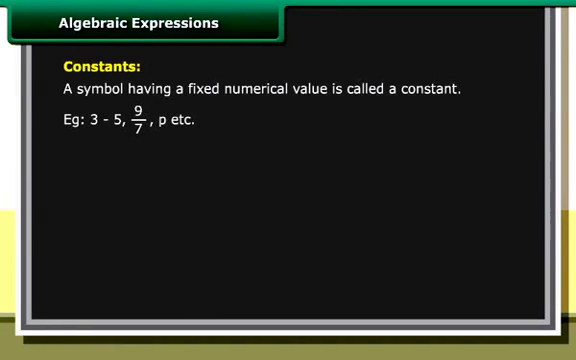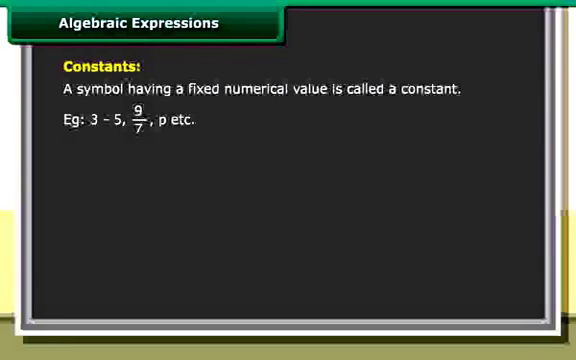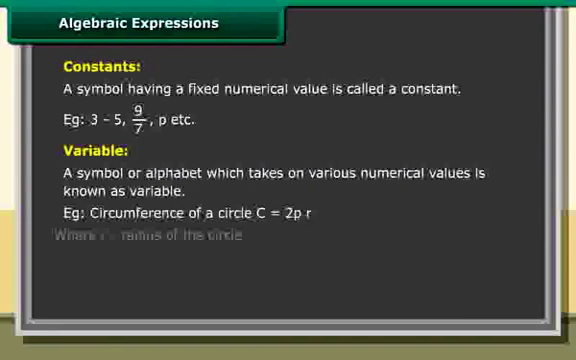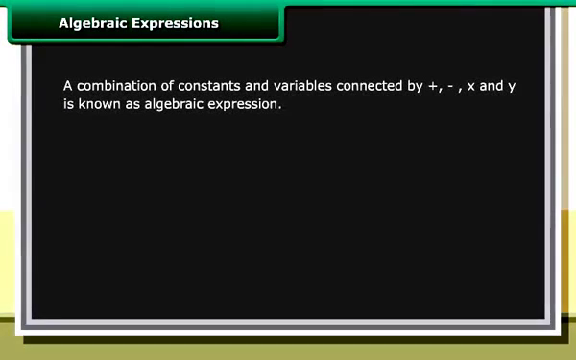Example, 3, minus 5, 9 upon 7, pi, etc. Variable. A symbol or alphabet which takes on various numerical values is known as a variable. Example, circumference of a circle C is equal to 2πr, where r is the radius of the circle, 2π is a constant, C and r are variables. Algebraic expressions. A combination of constants and variables connected by plus, minus, multiplication, and division is known as an algebraic expression.